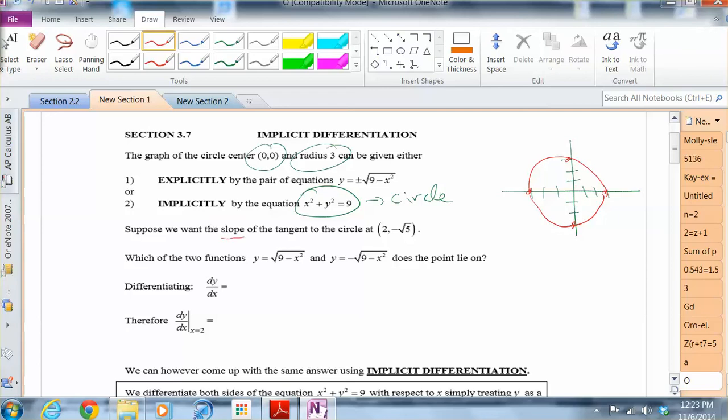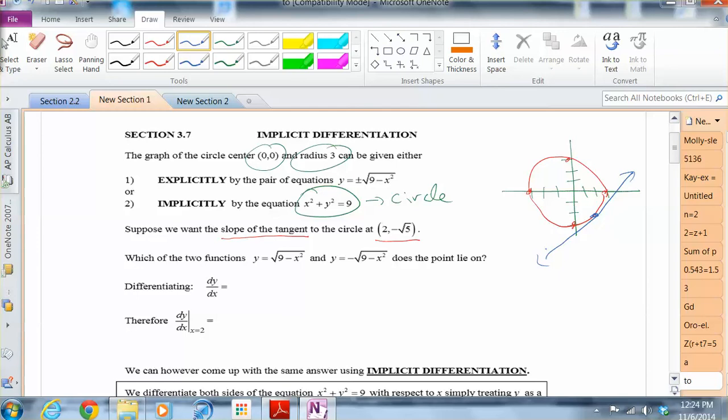Now, you're being asked this question: find the slope of the tangent to the circle at the point 2, negative root 5. Well, that's not so bad. 2, negative root 5 probably, we guess, would be somewhere over here. And of course, there's a tangent line. We want to find the slope of that tangent line to the circle at 2, negative root 5.